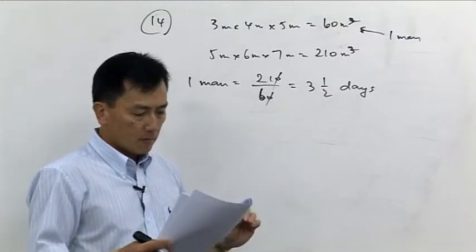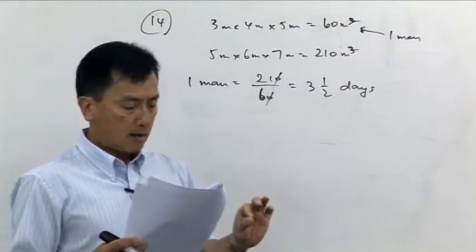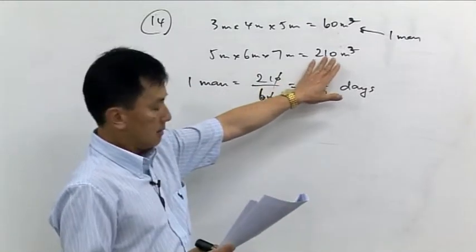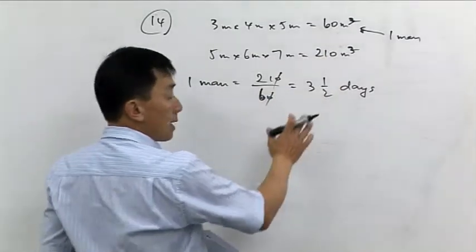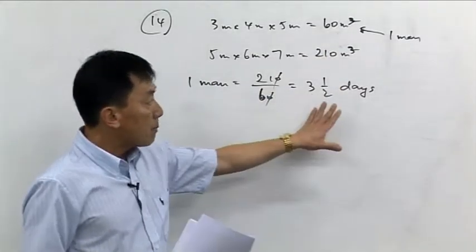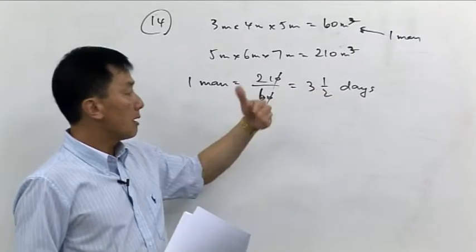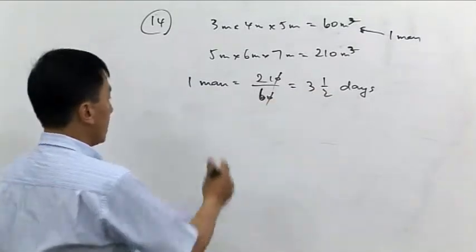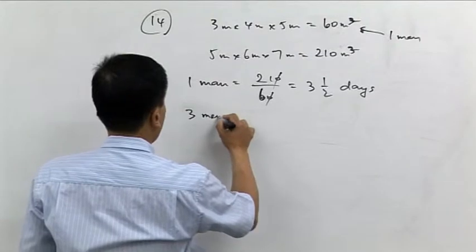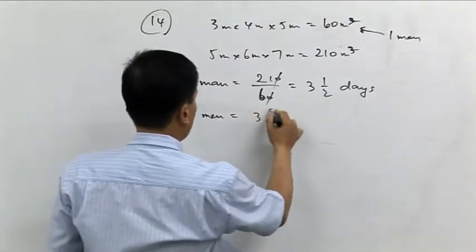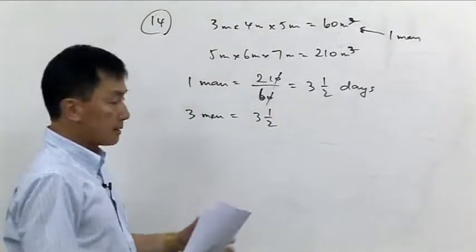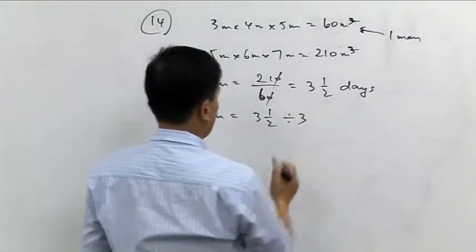Now the question says, how long would it take 3 men working on that size? Now one man would take 3.5 days. If you've got 3 men working at the same rate, that should be 3 times faster. So therefore, for 3 men, that will equal 3.5 days. Now if it's 3 times faster, you divide that by 3.